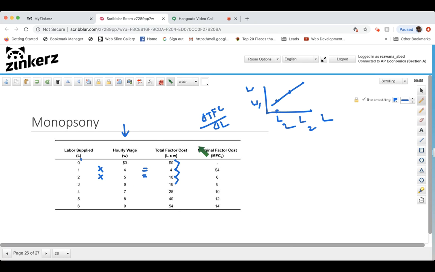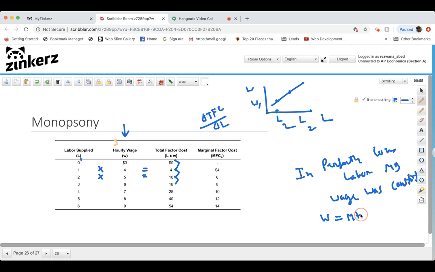So what we notice here is that there is something different about the monopsony than what we saw in the perfectly competitive labor market. In the perfectly competitive labor market, the wage was constant. So the wage didn't change even as we hired more and more people, and the wage was actually equal to the marginal factor cost. And that was all because there was a fixed wage rate.